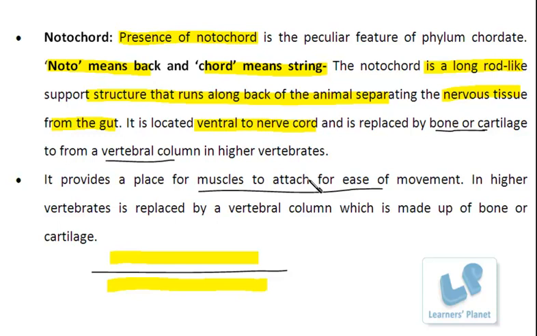This notochord may be present in the primitive form, and it may be present in the developed form. So according to the development of the notochord, whether it is present in its primitive stage, present all through the body, or replaced by the vertebral column, depending upon these basic characteristic features, the chordata group is further subdivided.